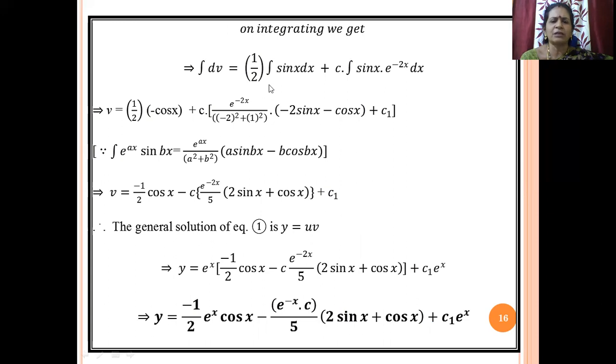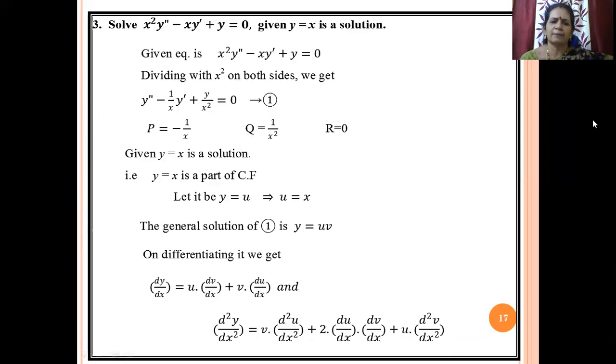For finding v, we have to integrate it. If we take the integration on both sides, we will get v as like this, right? So from that, we'll get the general solution. Already we have taken the general equation as y is equal to uv. So then from that, substitute the u value. So u is nothing but e power x, and v is what we just got. Substitute it, simplify this, then we'll get the required general solution of equation 1.